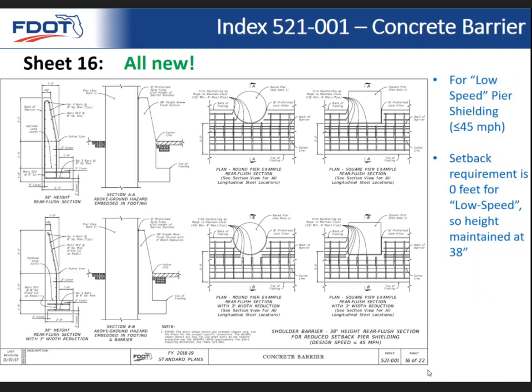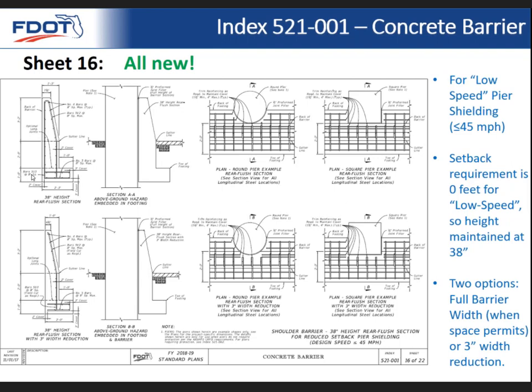This particular sheet is designed for low speed as opposed to the next sheet. And so it's less than or equal to 45 miles per hour. And what happens is the setback requirement for a zone of intrusion, if a vehicle were to hit this, basically drops to 0 when the design speed's low. And so the height of the barrier is not a concern in terms of zone of intrusion. And so we went ahead and had an option where we keep the barrier height the standard 38 inches. Just from a construction standpoint, it's just simpler and less expensive, so it's more efficient to have this option.